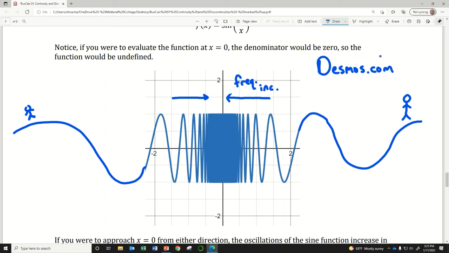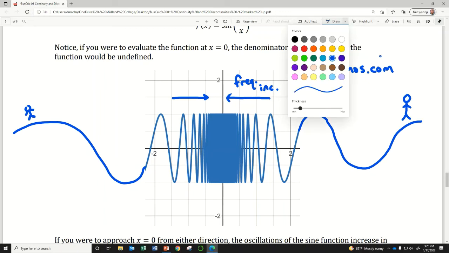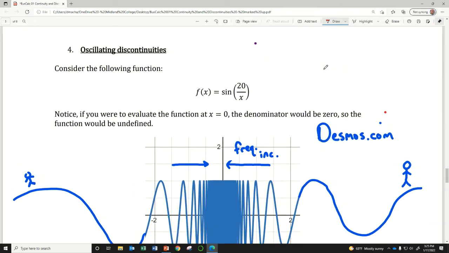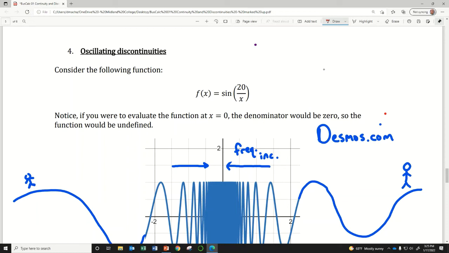Now, the trick here that makes this a different discontinuity than the others, first, let me show you that it's a discontinuity. If we assume x is 0, if we're concerned about what happens here at the origin, or x equals 0, then we have in here sine of 20 divided by 0, but we can't divide by 0, and we can't evaluate the sine function at 20 over 0 either. So this is a discontinuity where our function is not defined.